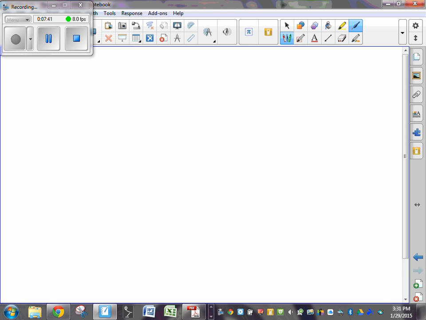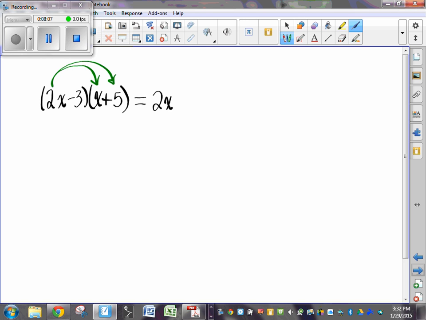All right, let's look at another problem here. 2x minus 3 times x plus 5. So again, I'm going to do the distributive property. I need to multiply the 2x times everything that is in the second set of parentheses. 2x times x is 2x squared. And 2x times 5 is 10x. So 2x squared plus 10x.